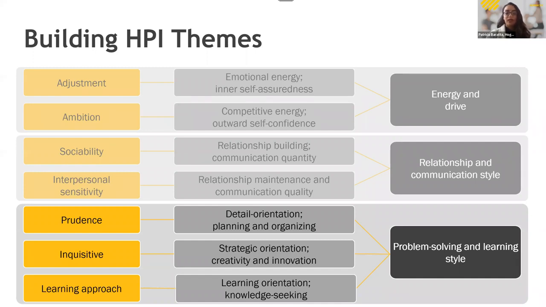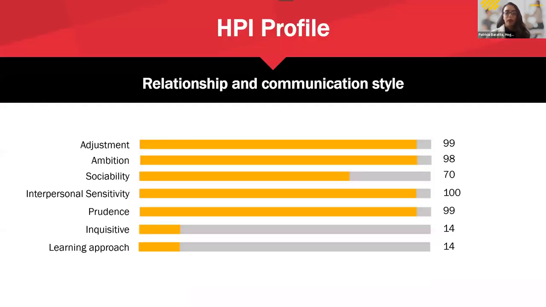Okay, so now let's go to Samantha's profile. Let's work with our HPI. And so when we look at her HPI, we see that her most extreme score, although all of her scores are extreme, or almost all of them, I will say, but her most extreme one is interpersonal sensitivity. So we can start there.